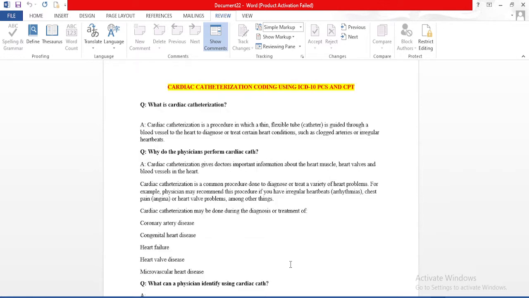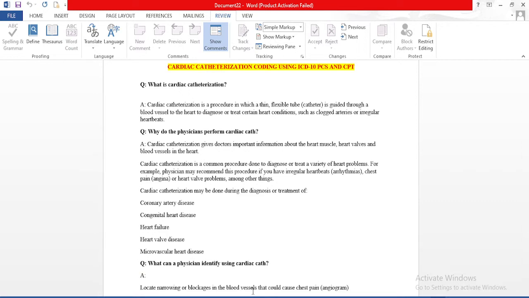So today we are going to learn about cardiac catheterization coding using ICD-10 PCS and CPT, which is the most difficult topic in medical coding. So here we are going to make it as easy as much as possible. We hope you are able to understand this session and you will get benefit from this session. If you have any concerns or suggestions, please mention in the comment section.